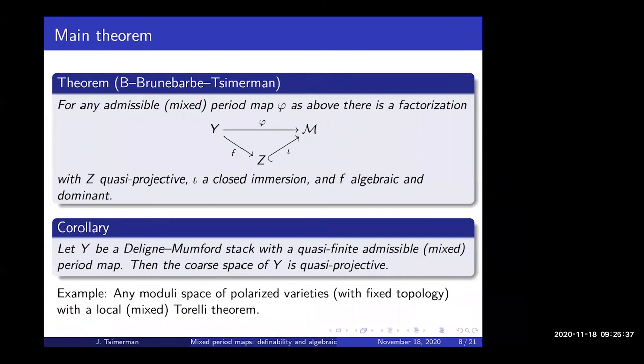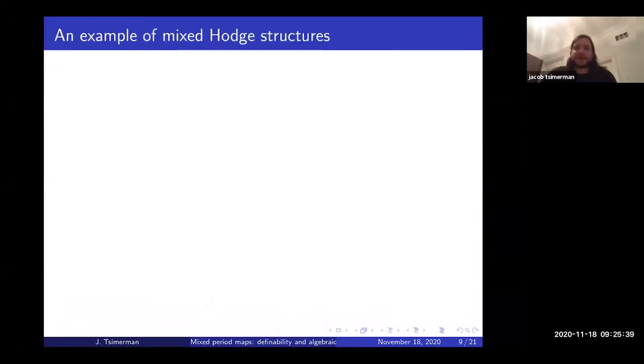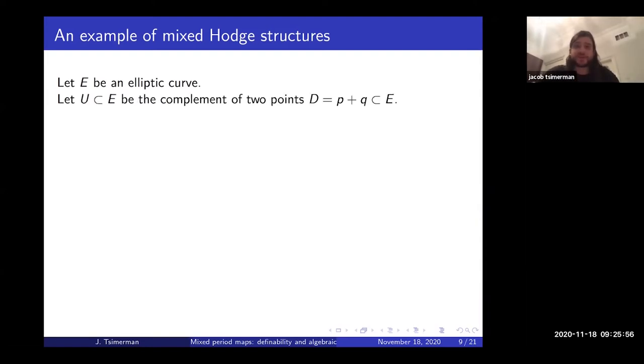Thanks. Okay, so let's slow down a bit. I want to give an example of a mixed Hodge structure, which will illustrate what we're going to do and how things look. Let's start with an elliptic curve E. H1 of E has a pure Hodge structure, but if we remove some points, let's remove two points, P and Q, we get an open curve U, and then its H1 is going to carry a mixed Hodge structure.